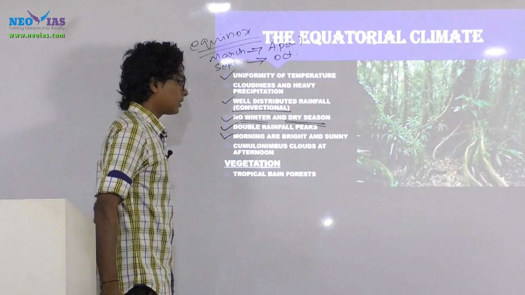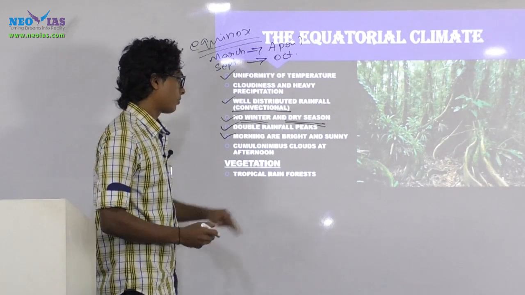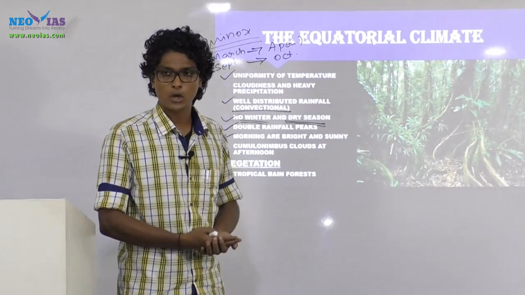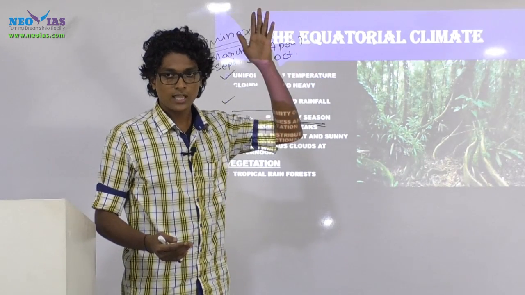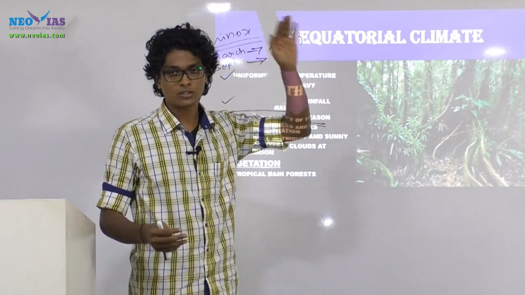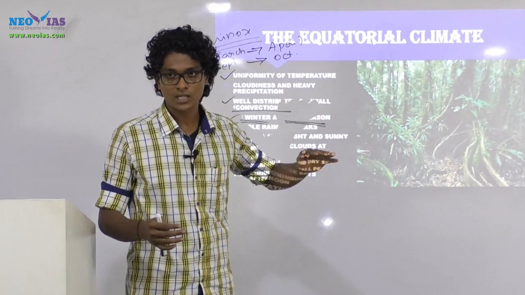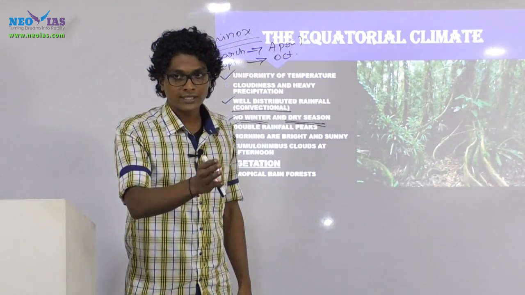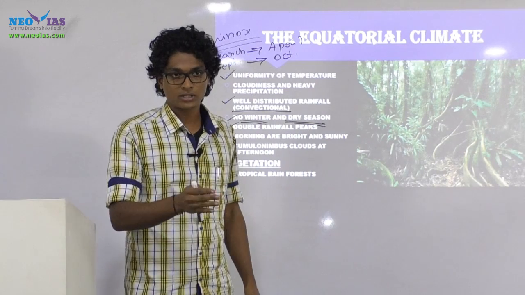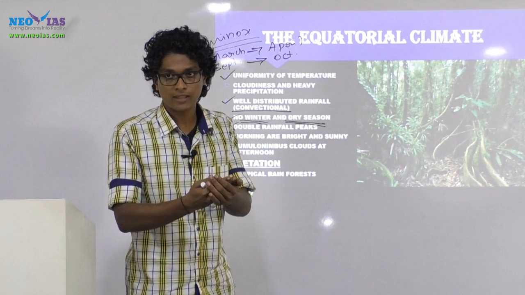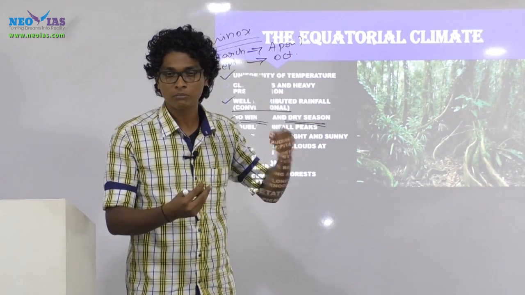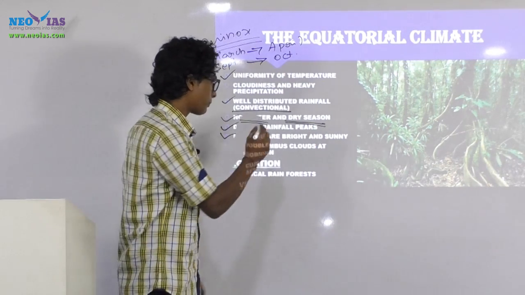Now, mornings are bright and sunny. Why is morning said to be bright in equatorial regions? Since the sun is always directly overhead the equatorial regions, vertical rays are received there, so that in the morning itself we receive a good amount of insolation from the sun, and the mornings are bright and sunny.